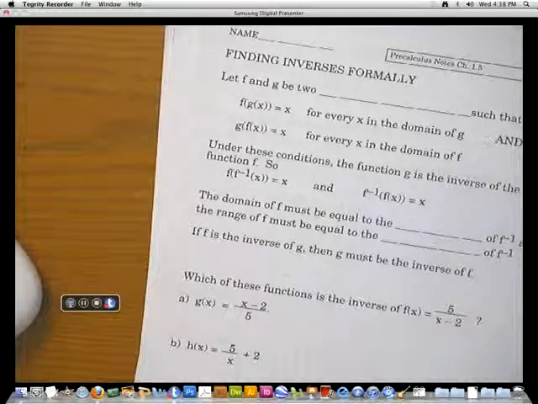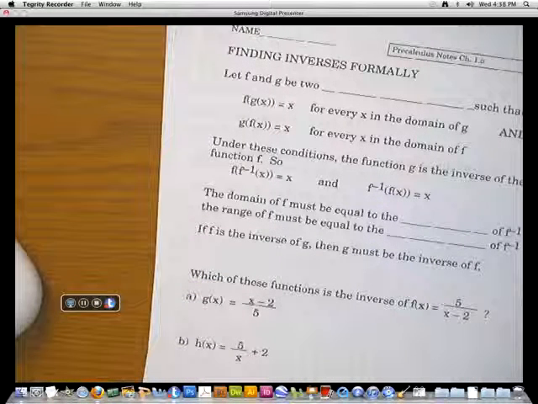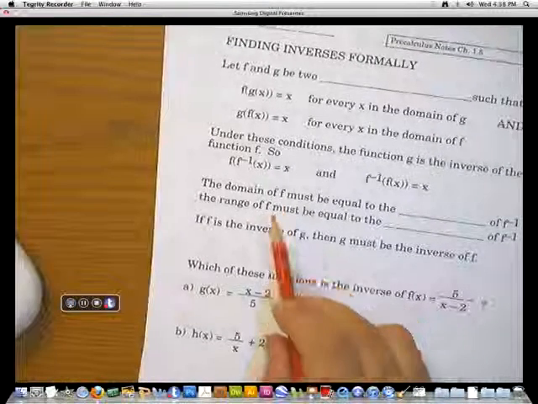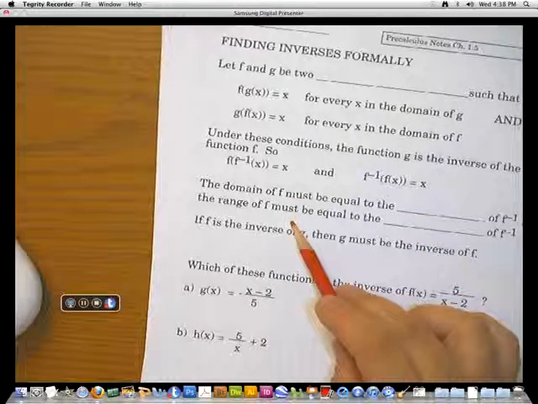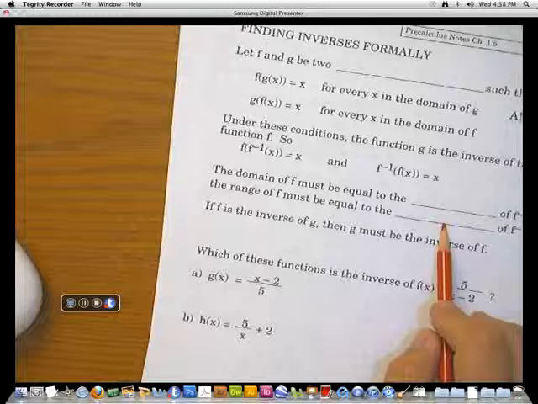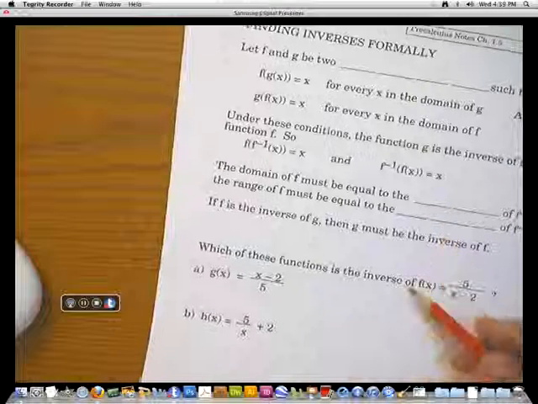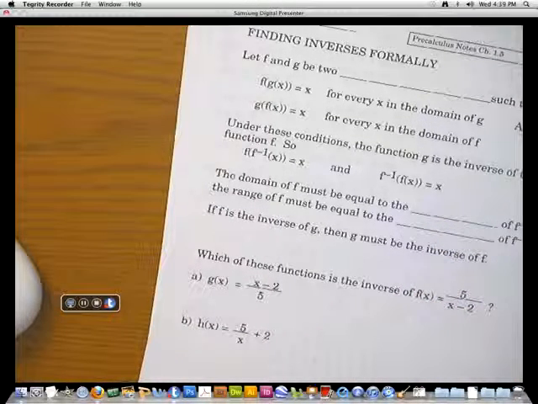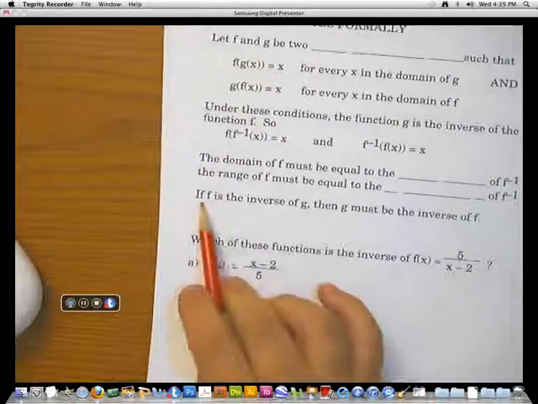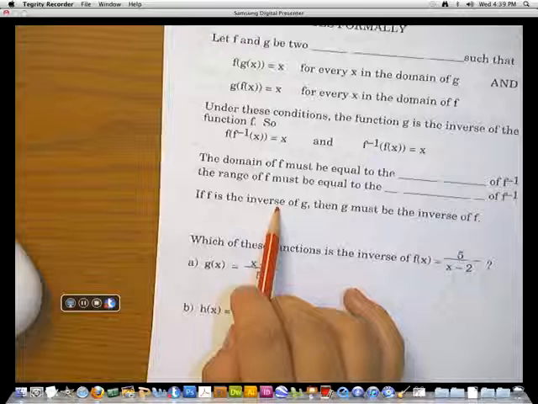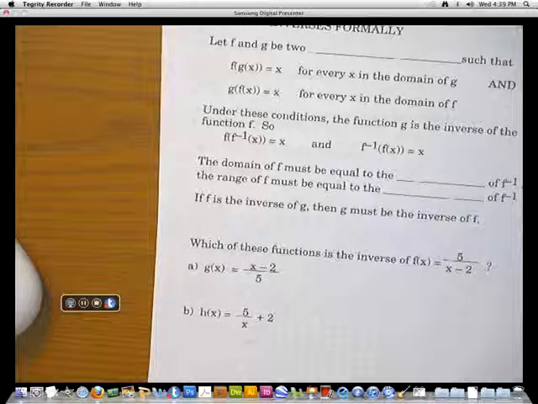Let f and g be two functions, and we talk about their domains and their inverses. The domain of f must be equal to the range of the inverse, and the range must be equal to the domain, because when we do inverses of each other, the domain and range switch with each other. If f is the inverse of g, then g must be the inverse of f.